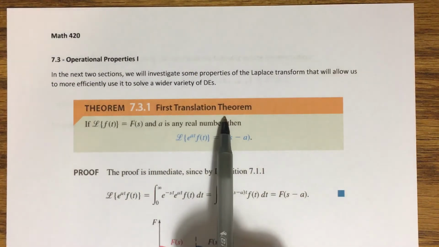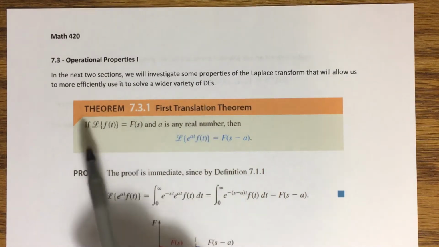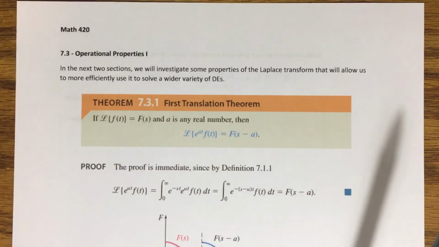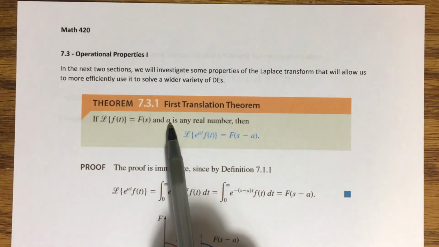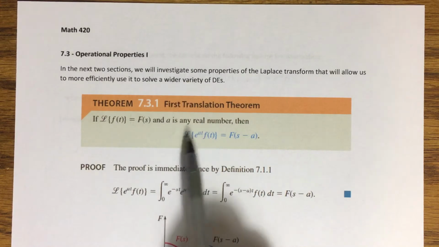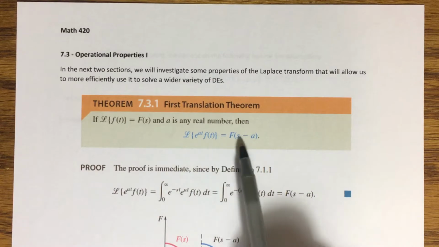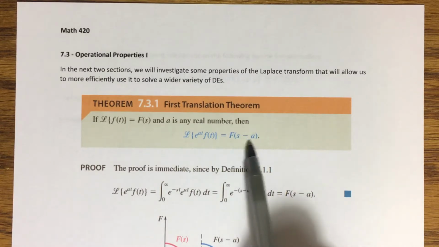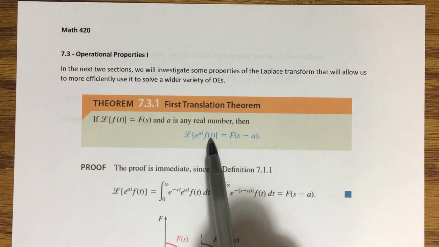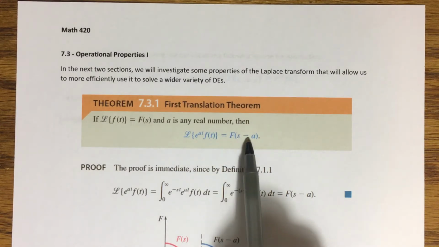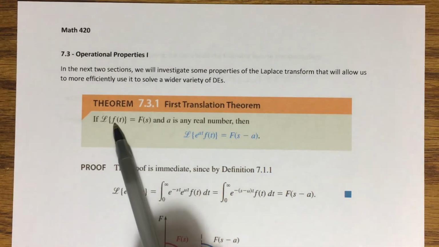So to jump right in, we're going to start with something we're calling the first translation theorem. Let's suppose that we have some function f of t and its Laplace transform is capital F of s, using the usual notation. And if a is any real number, then the Laplace transform of e to the at times f of t is equal to capital F of s minus a. In other words, evaluating this Laplace transform can be done by simply substituting s minus a into the Laplace transform for just f of t.